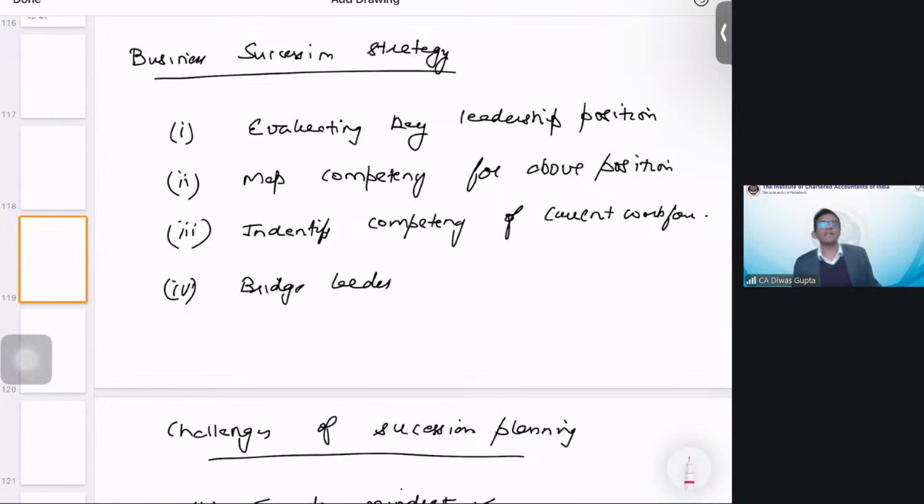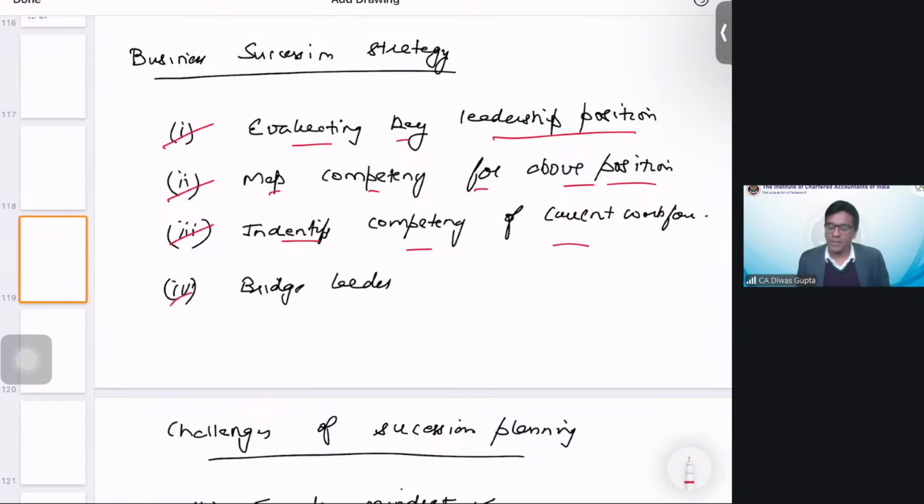Now, how can we do the business succession strategy? One, we have to evaluate the key leadership positions. See, we cannot do succession planning for all. We will have to see for which positions we can do it. Second, we will have to map the competencies for our position. What is the competency requirement for those positions? Then we will also identify the competencies of the current workforce, students. Where are we today in terms of the current workforce?